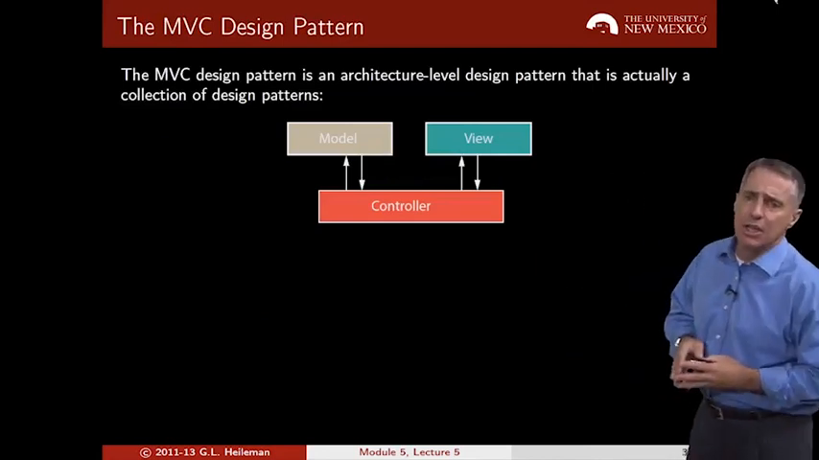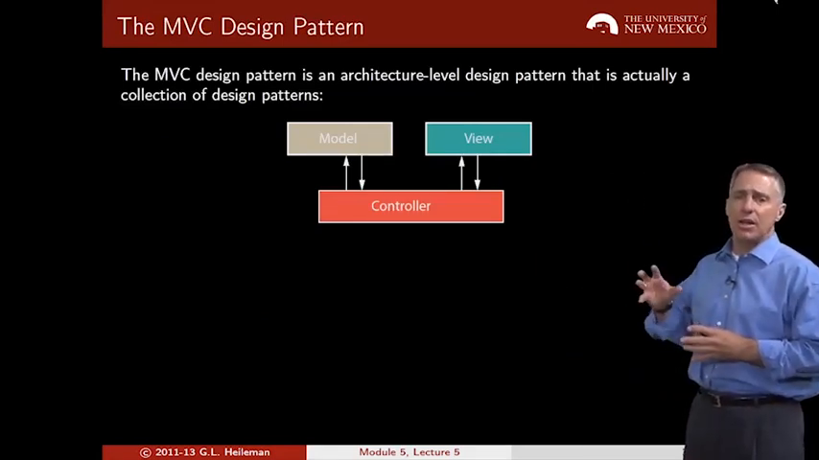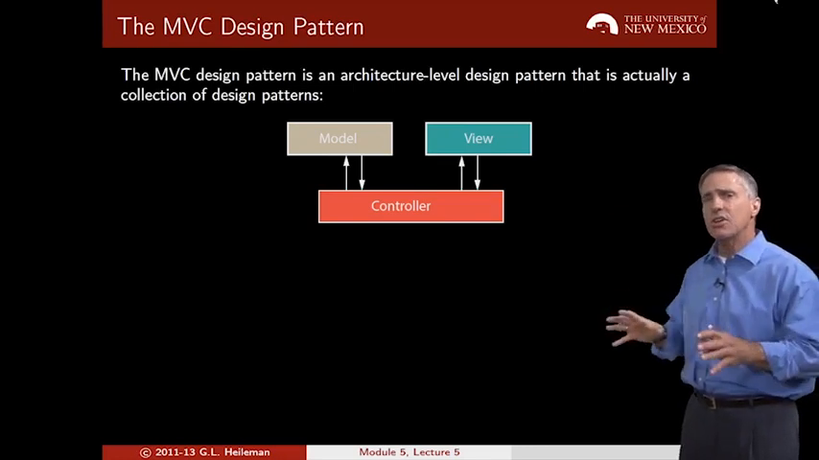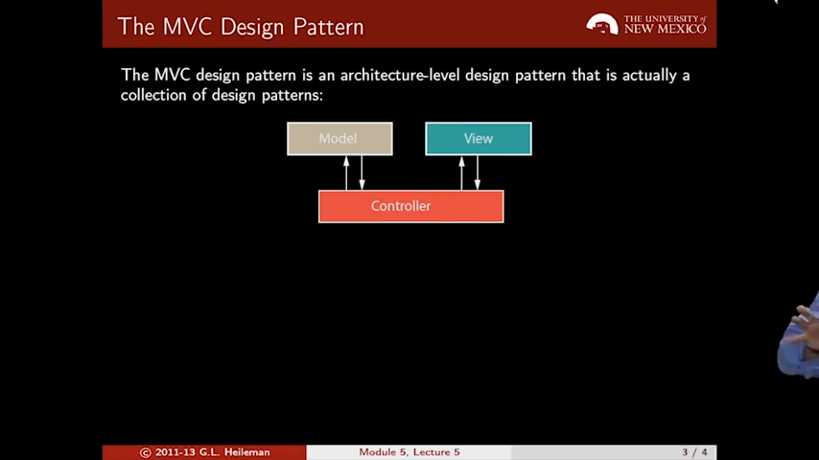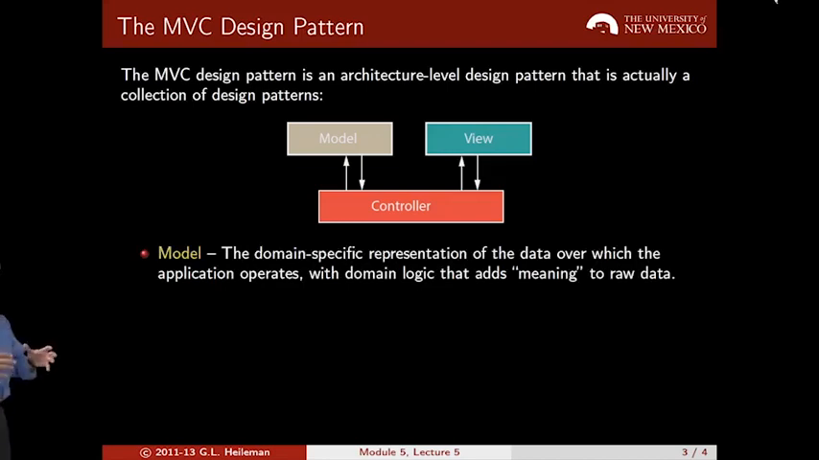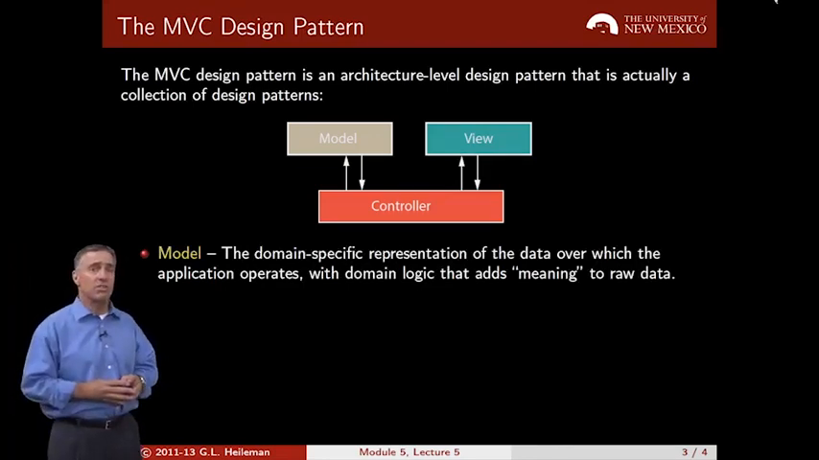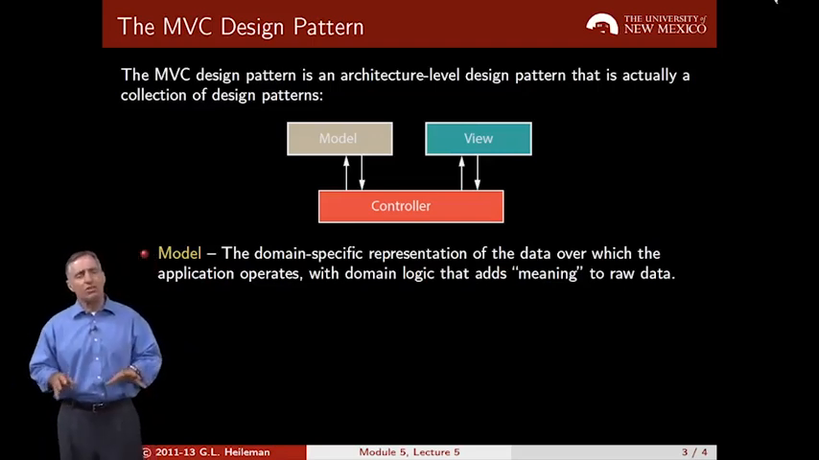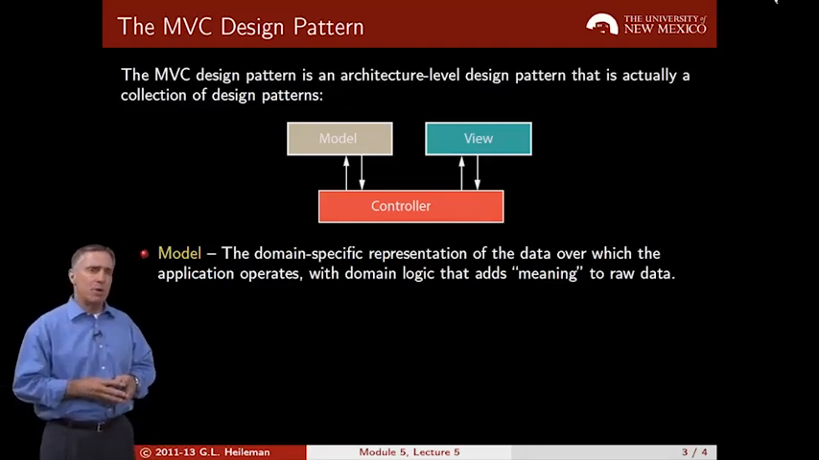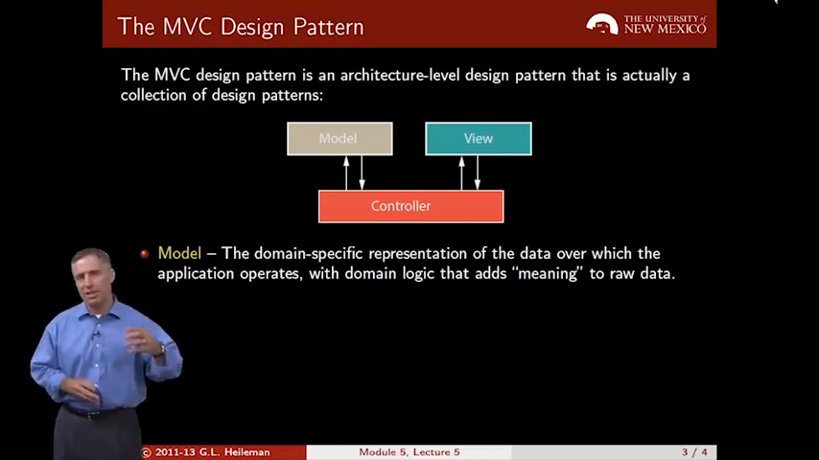Let's take a look here. So the Model View Controller design pattern just actually is a collection of other design patterns. It's an architecture level design pattern, as I've already mentioned. It has three components. Here I show the controller mediating with the model as well as the view. So the model is the domain-specific representation of the data. It's the data associated with your application, in other words. And this is the data over which your application operates. And domain logic, by the way, kind of gives meaning to your data. So we've already seen in Rails that we're using Active Record to help us maintain this model and connect it to a database.